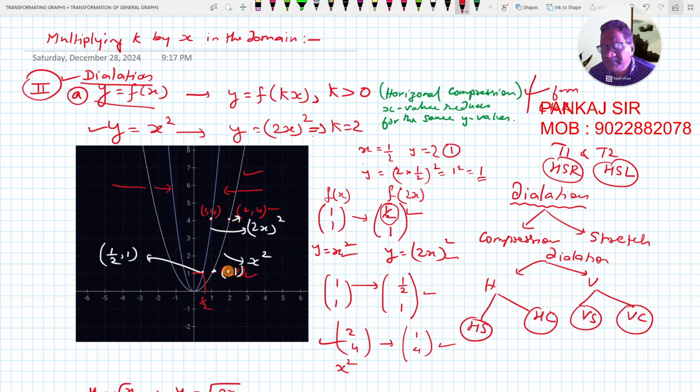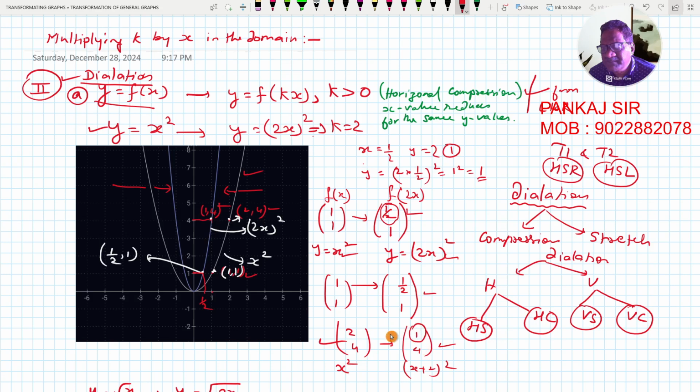So this (2, 4) is a point on the parent function, and on the transformed function, that is the blue one, for the same value of y = 4, I will see what the x will be. So x will be 1. So the point will be (1, 4) on the transformed graph. So this is the graph of (x + 2) whole squared. On this I am getting 1.